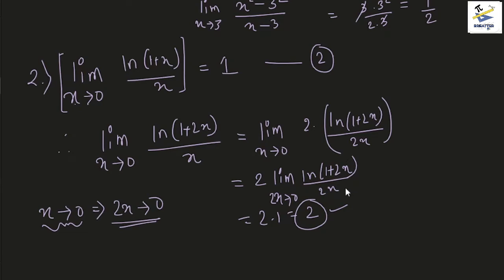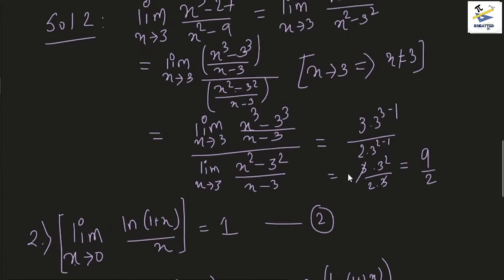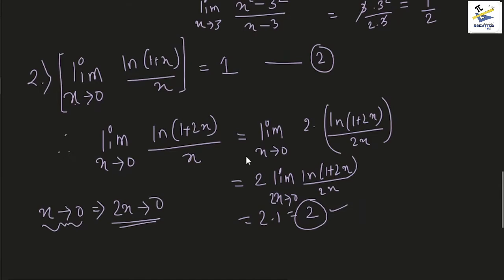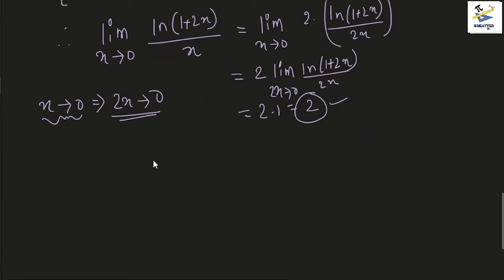So I hope the idea is clear, how to actually do these adjustments like we did here and like we are doing here. Let's go to another one. Number 3. We can write another formula here: limit x tends to 0, e to the power x minus 1 by x is equal to 1.